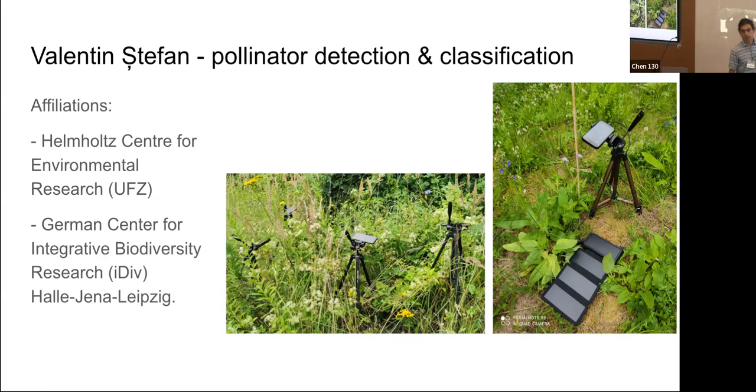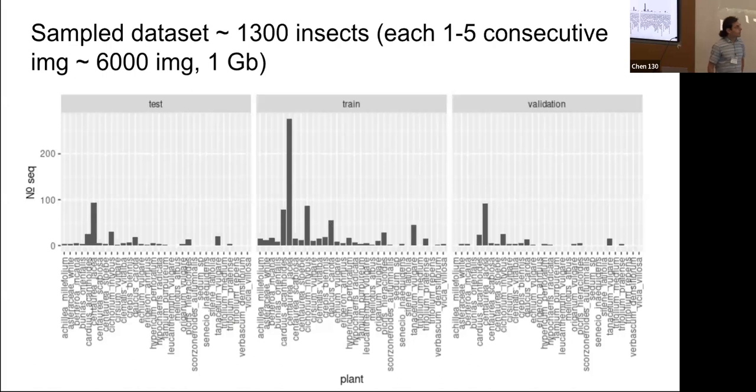It's much more tricky with pollinators. So we built this humongous data set, and it took a lot of time to annotate, but the prototype for the summer school consists of around 6,000 images. I didn't put that information here. And we managed to annotate around 1,300 individual insects.